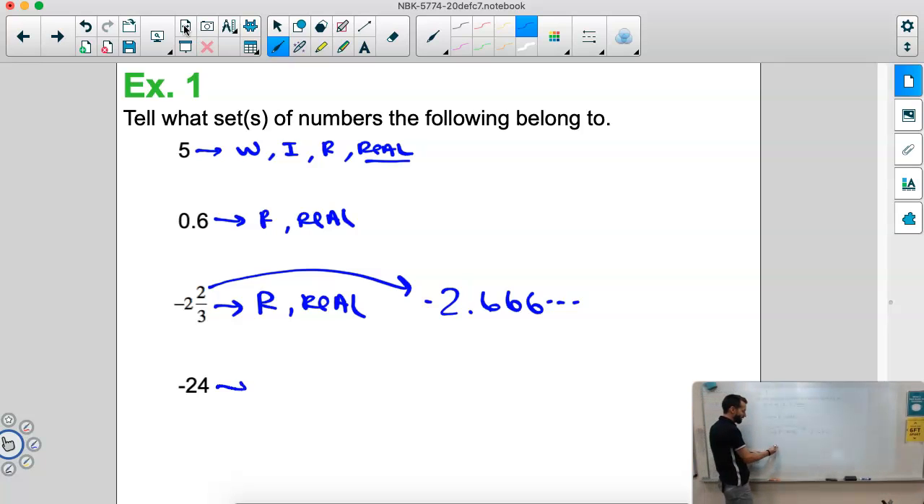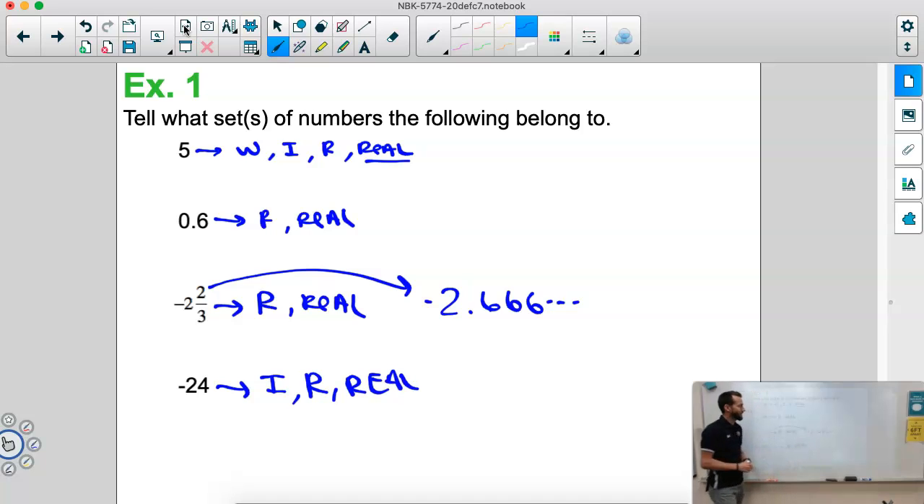And this last one would be an integer. It's a whole number that's negative, right? So we can't call it a whole number, right? So it's a number with no decimals, but that is a negative. So that's making it an integer. No decimals with a negative is an integer. It's also real, and it's rational and real.